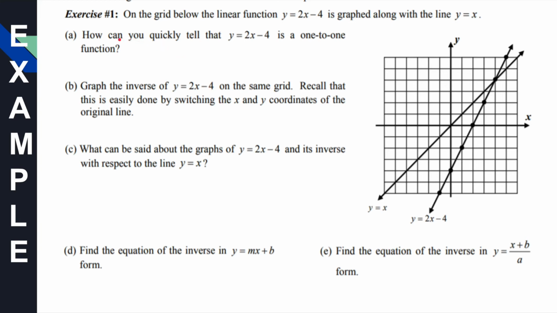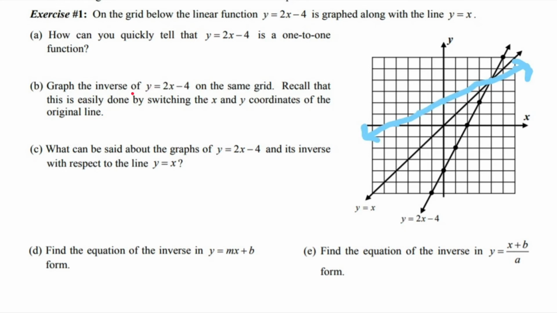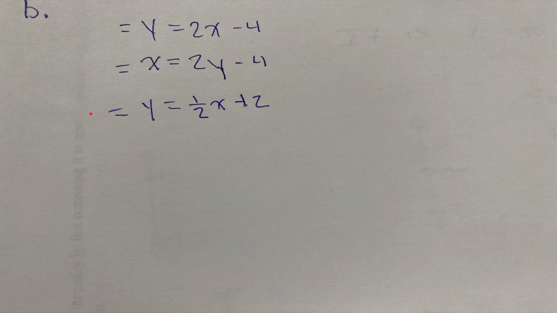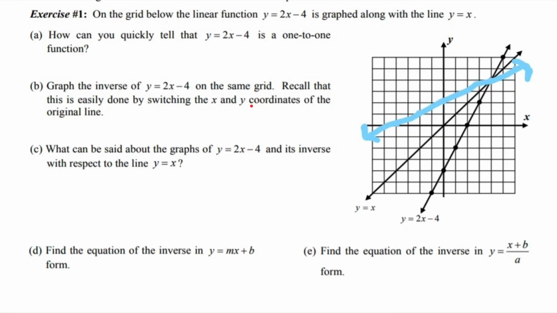So for question A, how can we tell if y is a one-to-one function? Really easy. Since x is not to the second power, or x is actually to the first power, then it's a one-to-one function. For part B, it says graph the inverse. This is really easy because all we have to do is flip the equation around, change the x and the y, and solve for y. And here we go, that's graphed.